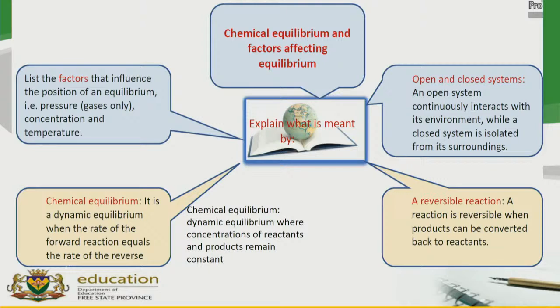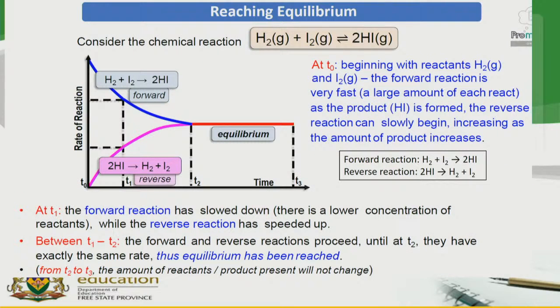You must know that chemical equilibrium is that dynamic equilibrium where the rate of forward reaction equals the rate of reverse reaction. Or you know that at equilibrium, the concentration of reactants and the concentration of products remain constant. They are not equal, but they remain constant. The ones that are equal are their rates, the rate of the forward and the reverse reaction. And then you must be able to list the factors that influence equilibrium, which are the concentration, the pressure, and the temperature.